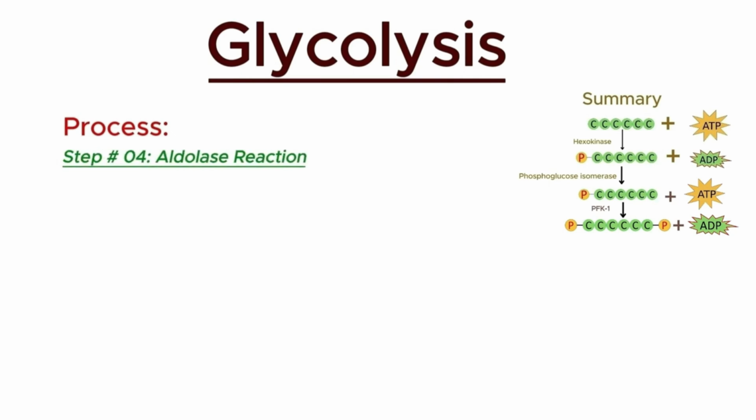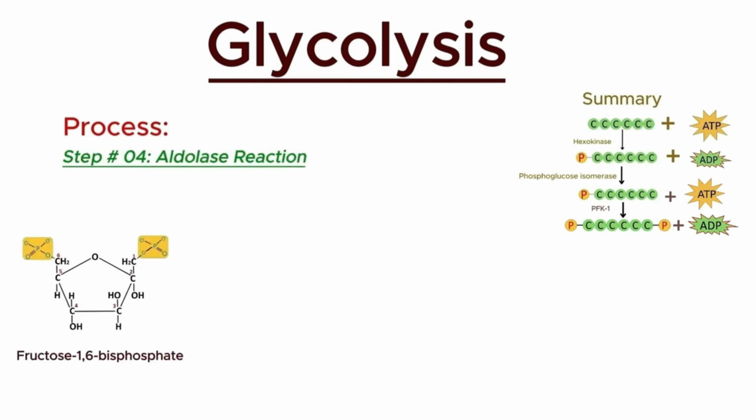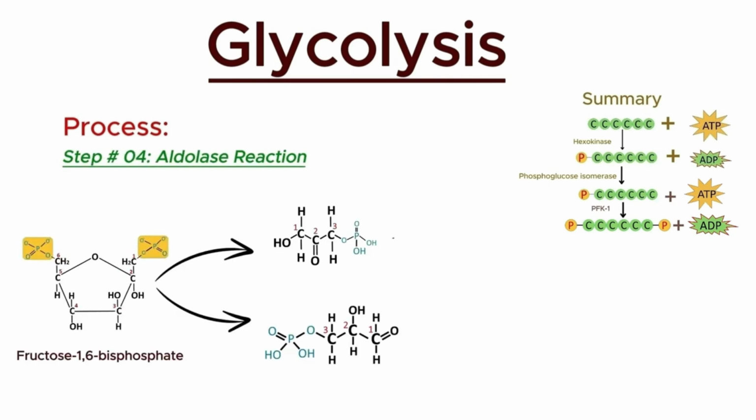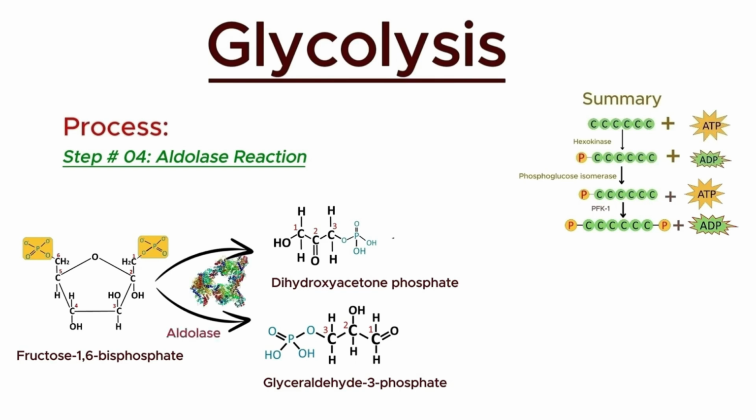In the fourth step, the 6-carbon molecule fructose 1,6-bisphosphate is split into two 3-carbon molecules, glyceraldehyde 3-phosphate and dihydroxyacetone phosphate. This reaction is catalyzed by the enzyme aldolase. Aldolase performs this cleavage by breaking the bond between the third and fourth carbon atoms of fructose 1,6-bisphosphate. This step is important because it produces two molecules that can be further metabolized in the subsequent steps of glycolysis.